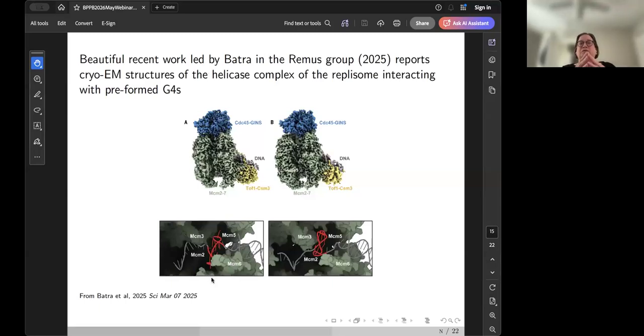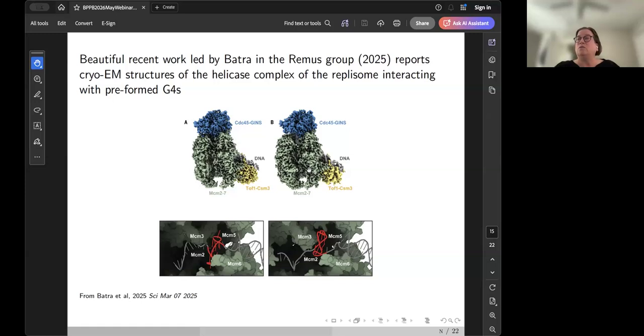To take this to a concrete example now, there was recent work, absolutely beautiful work. I highly recommend this paper led by Batra in the Remus group that reported last year on some cryo-EM structures of just the helicase complex part of the replisome. They were able to find it actually interacting with these G quadruplexes. And remember, those G quadruplexes come in different geometries and different topologies and flavors. So I'm focusing on two structures here.